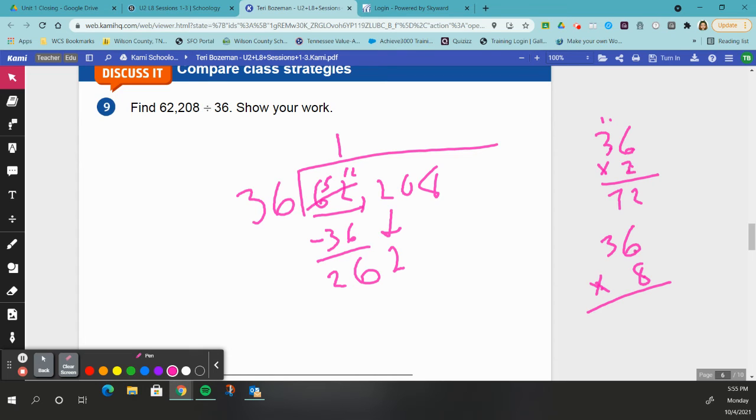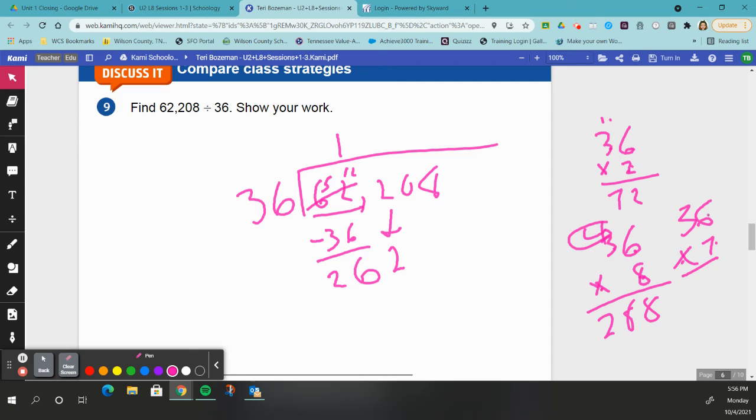Well, I know that 6 times 7 is 42. If I add 6 to 42, that will give me 48. All right, so I would have an 8 down here, carry my 4. 8 times 3 is 24, plus 4 is going to give me 28. So that's too much. So let's try 36 times 7, right?